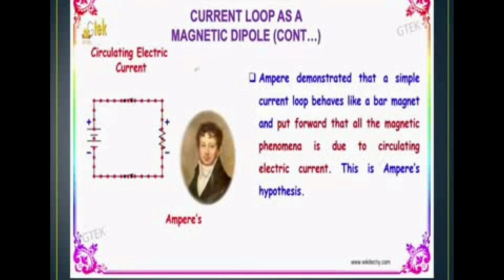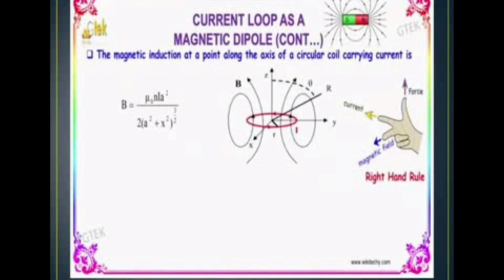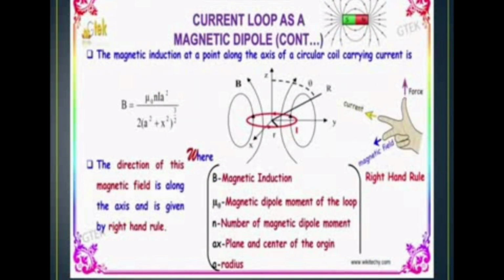So here Ampere demonstrated that a simple current loop behaves like a bar magnet, and put forward that all magnetic phenomena are due to circulating electric current. This is Ampere's hypothesis. Around that loop we consider a magnetic field, an imaginary line called the Amperian loop. So this is the final equation: B equal to mu naught n I a square divided by 2 into a square plus x square whole to the power of 3 by 2. This is the final equation for the magnetic induction of a circular coil.